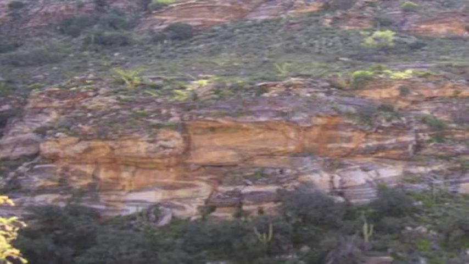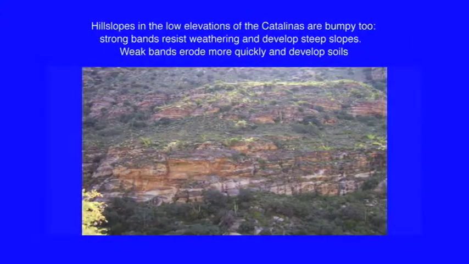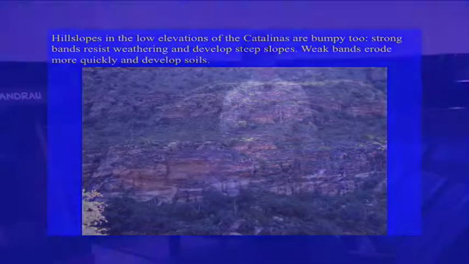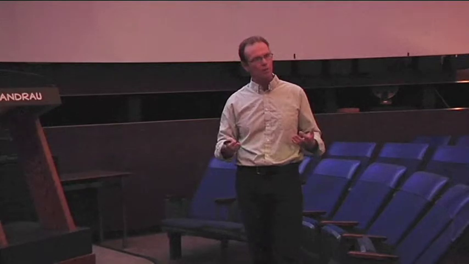So we've got another cliff-forming unit up here, another resistant rock, and that forms the cliff. And then we have another wedge of sediment, and this sequence continues up on the hill slope. So we also see periodic or semi-periodic variations in the slope and the soil cover on the hill slopes that we also think reflects the heterogeneity of the underlying rock.